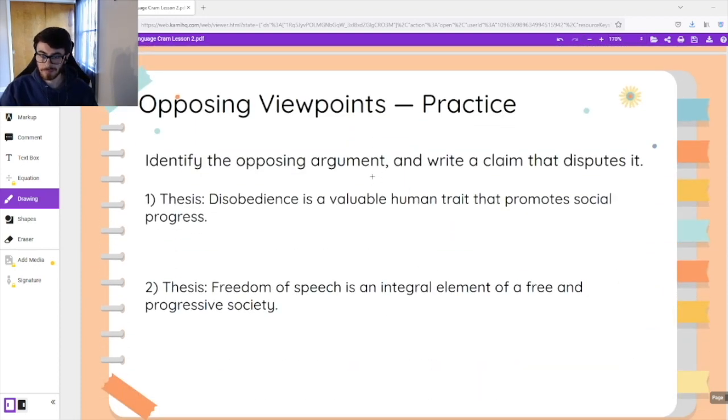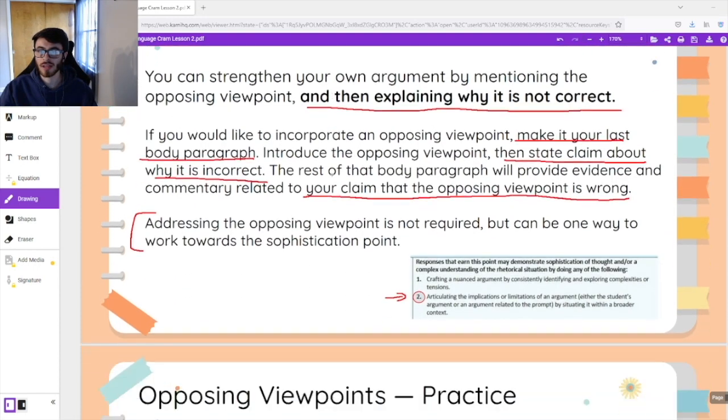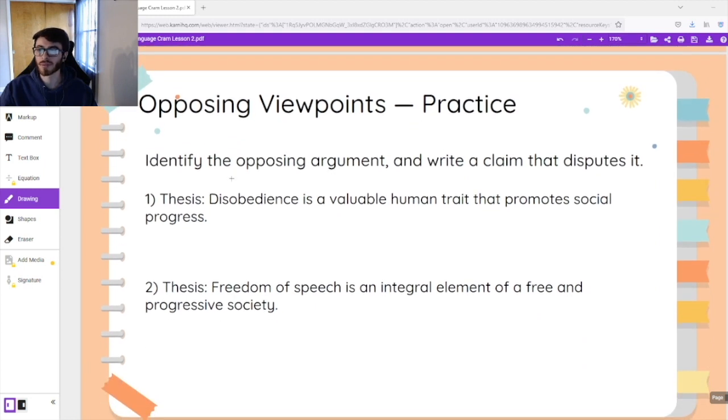Let's do some practice here. Let's try to come up with an opposing viewpoint or incorporate an opposing viewpoint. Okay.